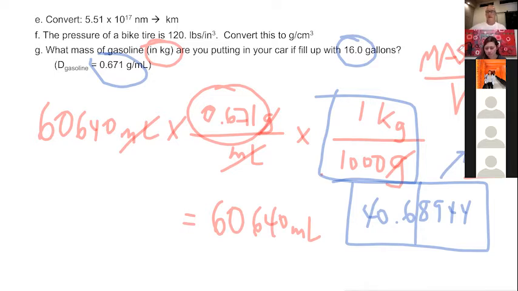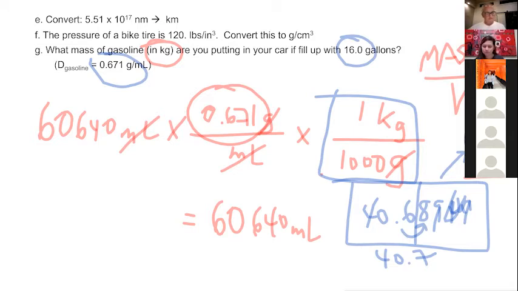40.7. That is correct. We just look at the next number, and it's an 8. It's bigger than 4. So 40.7 kilograms. Excellent work.